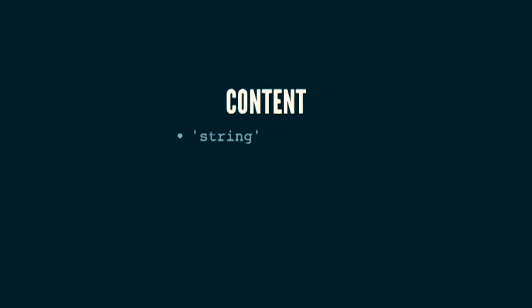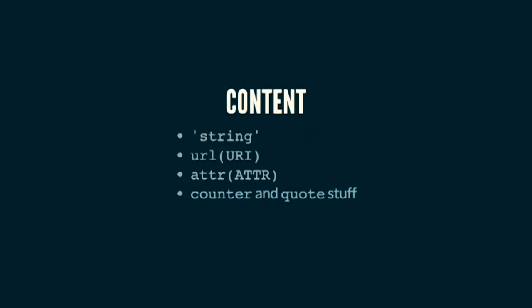So content can be a string, even an empty string. It can also be a URL, so it can be an image, an SVG, a data URI, or even a CSS gradient. It can be an attribute, which is pretty cool. Basically, it means that it will take the parent attribute value for this attr. So I'll show you an example just after. And there are also counter and quotes that are pretty useless, and you can use them, but I'm not going to talk about them.